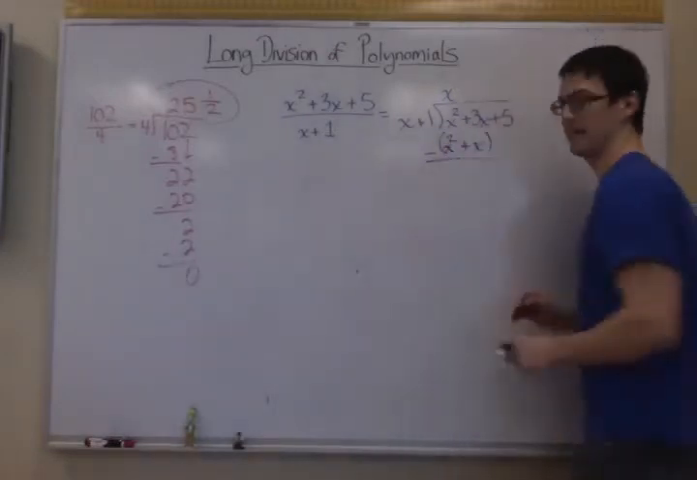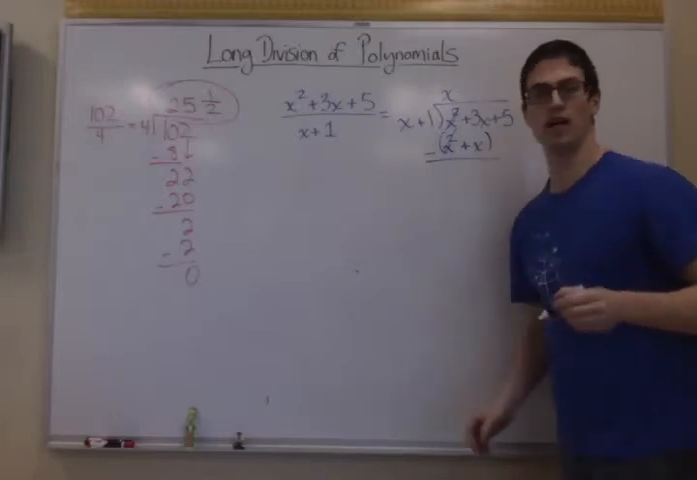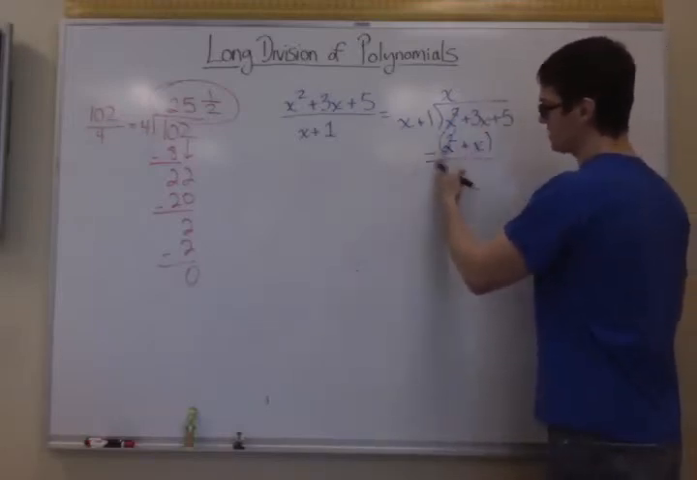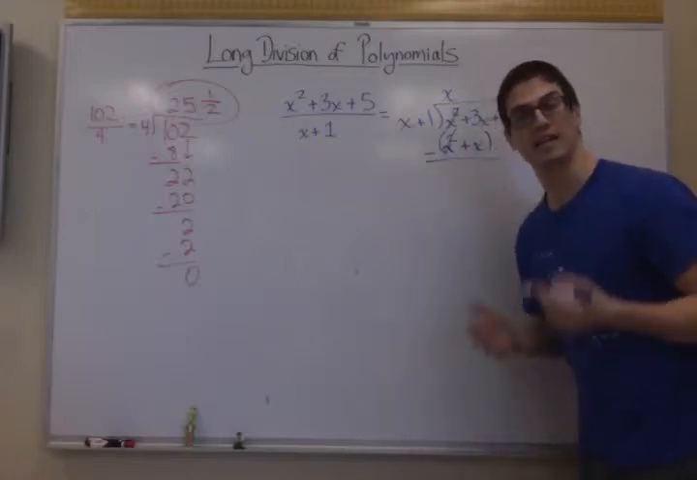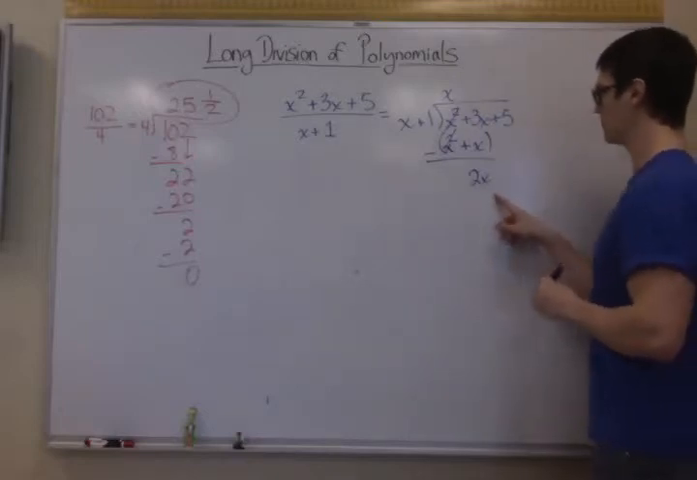Okay, so we wanted to get rid of that leading term, that x squared. Well, x squared minus x squared, 0. It's gone. Okay, no more x squared. Now we have this 3x minus x. 3x minus x, hopefully you know it's 2x, like so. So I'm going to put the 2x down here.